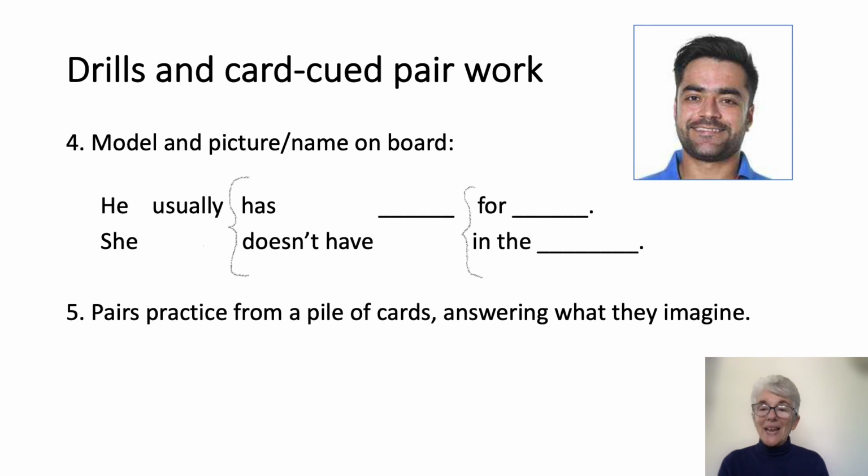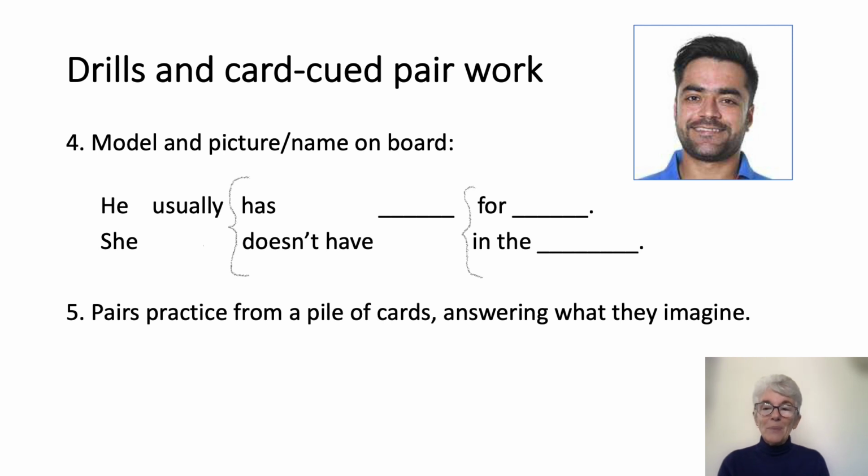We can use the same cards to practice different sentence structures. Here's an example with he or she, a rather difficult aspect of English that students might be required to learn. Again, I put the model on the board. He usually has or doesn't have such and such a food for breakfast or in the evening or whatever. And for this activity, I include a picture or name. In this case, Rashid Khan, a famous Afghan cricket player.